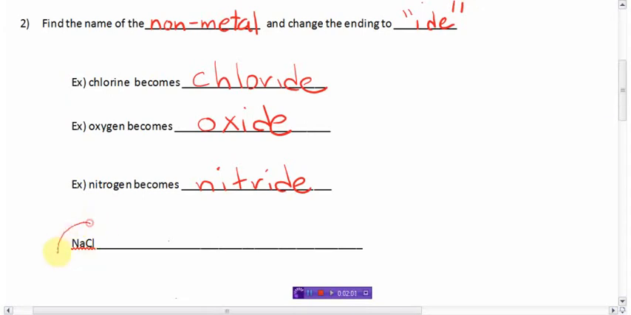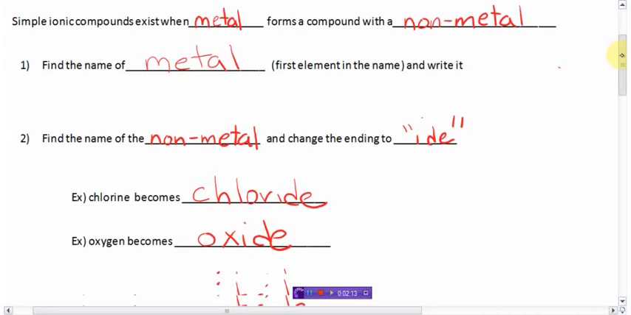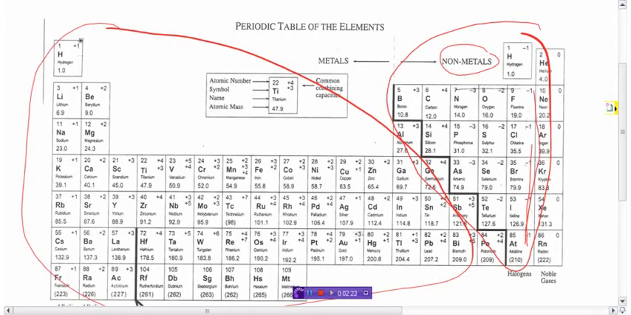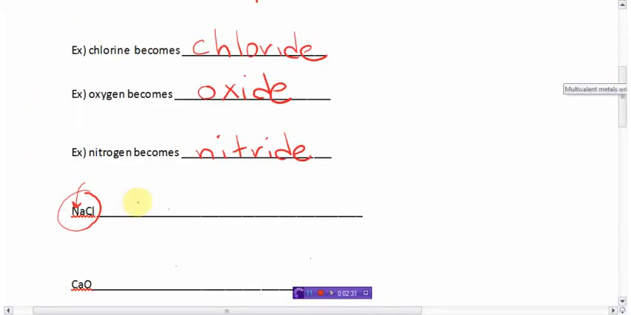So here's our formula of an ionic compound, and it's got two elements, and what we're going to do is write the name. So the first step is to find the name of the metal. So we look at the first symbol, Na. Look at our periodic table, find Na. It's right here. The name of that element is sodium. So we write sodium.